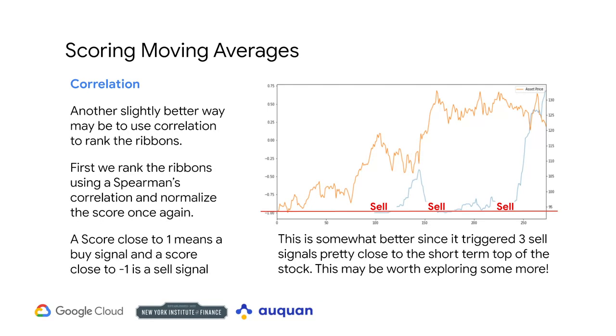First, we rank the ribbons using a Spearman's correlation and normalize the score once again. A score close to 1 means a buy signal, and a score close to -1 is a sell signal. This is somewhat better since it triggered 3 sell signals pretty close to the short-term top of the stock. This may be worth exploring some more.